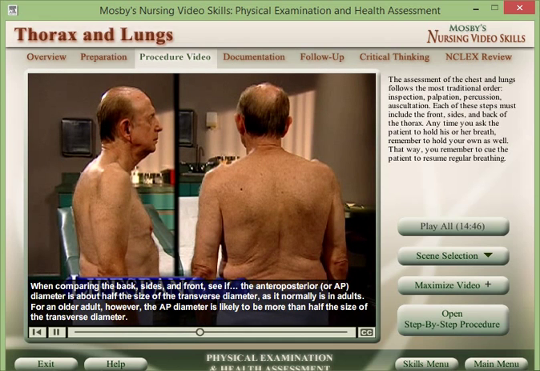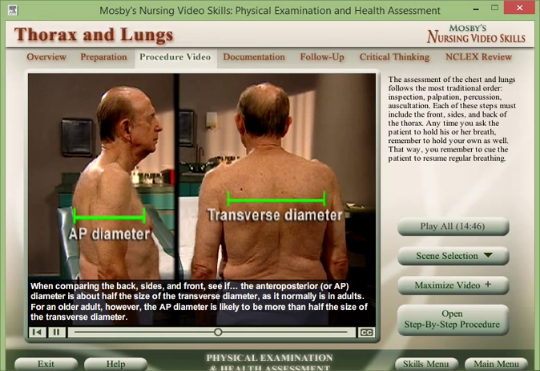For an older adult, however, the AP diameter is likely to be more than half the size of the transverse diameter.